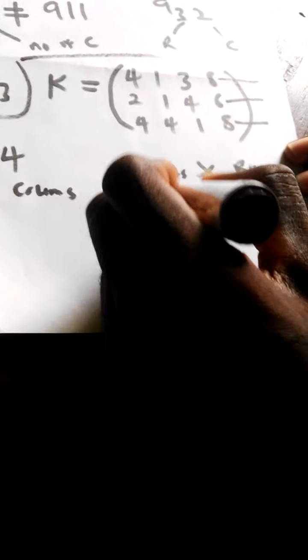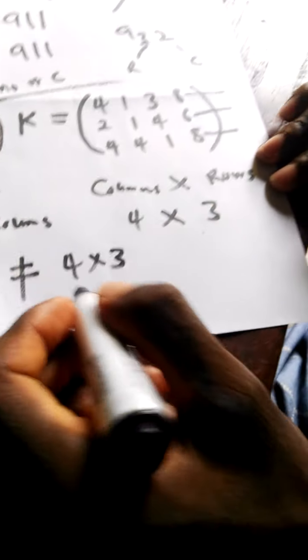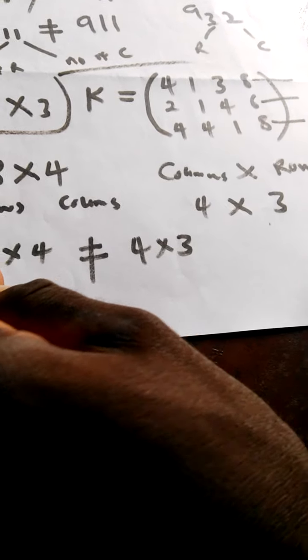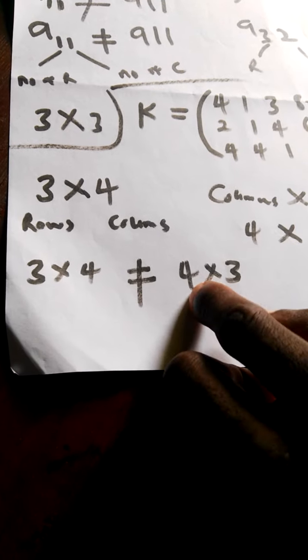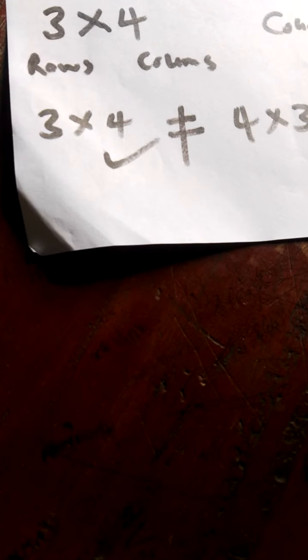Now, let's do it the other way around and see if we get an answer. Let's do columns times rows. What is the number of columns here? 1, 2, 3, 4. 4 times what? The number of rows is 3. So as you can see, 3 times 4 is not equal to 4 times 3 in terms of order. In one, 3 comes first; in the other, 4 comes first. This one is wrong and this one is correct, because we are following the formula, which is number of rows times number of columns. So that's that for that.